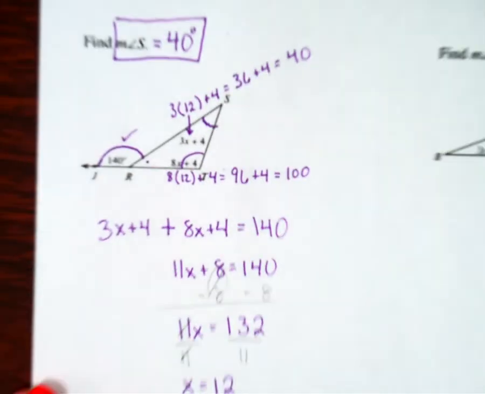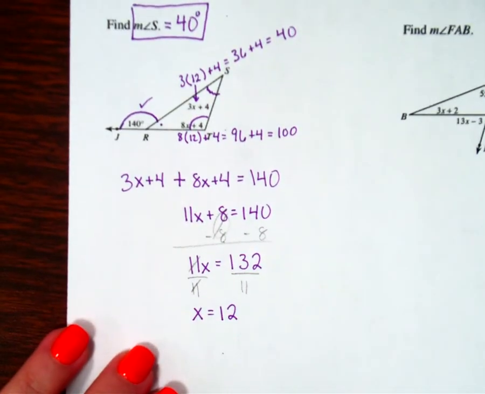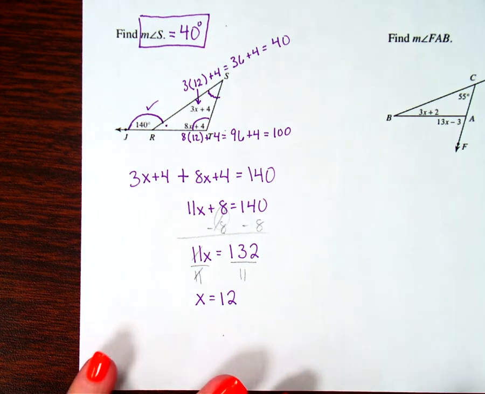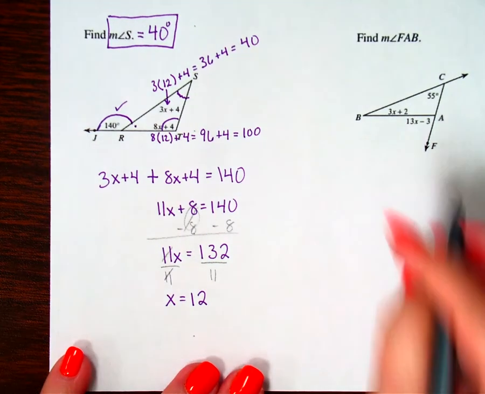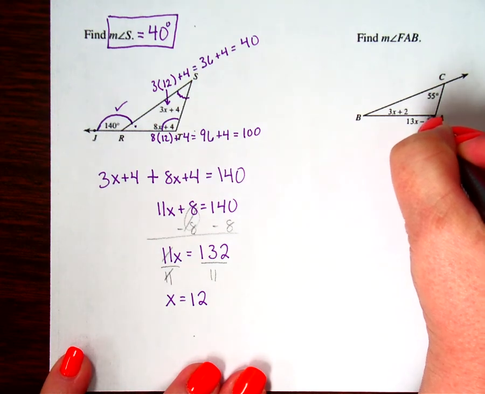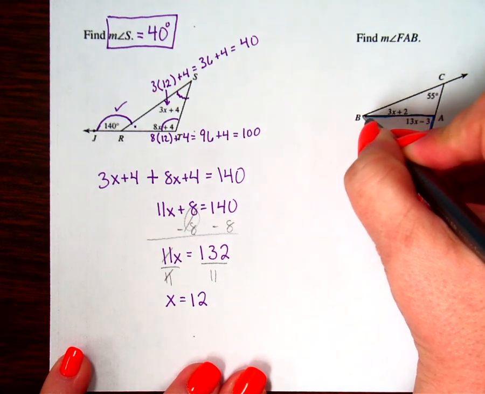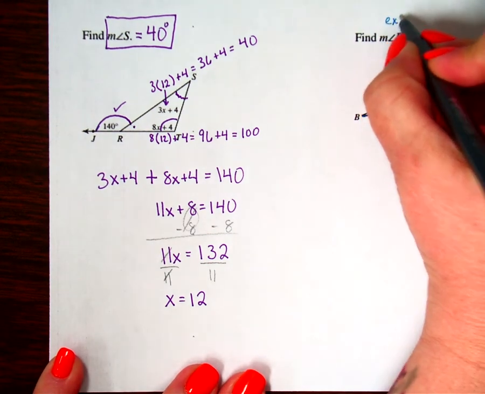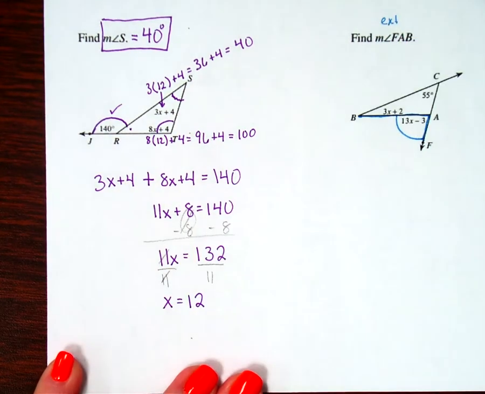Okay, let me zoom out so we can see all the work for that problem real quick. All right, let's look at the next one. It says to find the measure of angle FAB. So I need to see where angle FAB is. So this is the exterior angle. So I'm trying to find the value of the exterior angle.